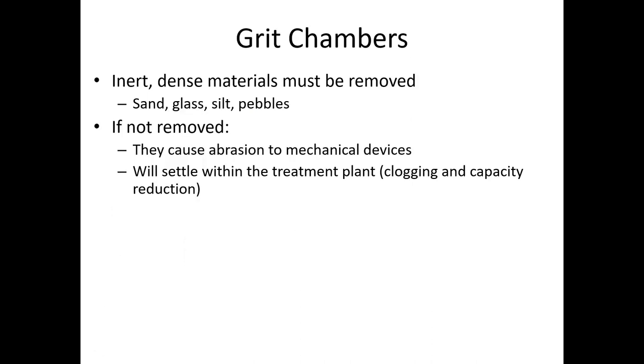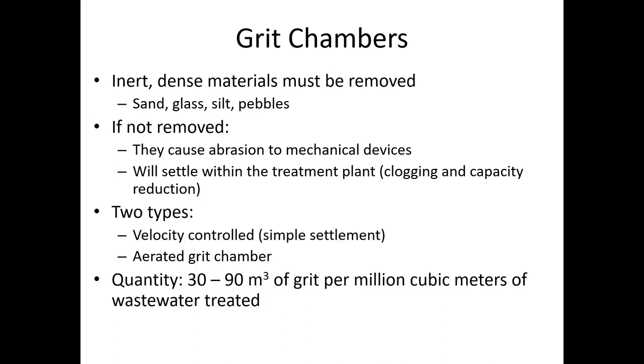Grit chambers are effectively just wide spots in the pipe where the velocity is slowed down such that sand, gravel, glass, pebbles, all that stuff can be removed through settling. And you maybe remember that we use Stokes' law for type 1 settling, and these particles are going to have a large enough diameter and big enough specific gravity that they will settle according to type 1 settling. So calculating the settling velocity is pretty straightforward. It's not complicated.